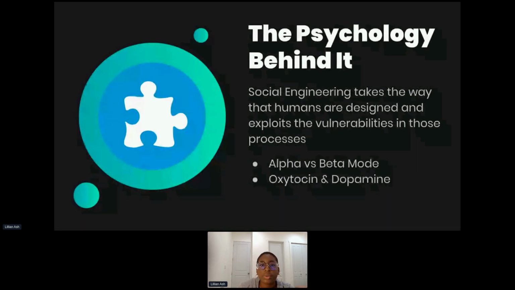Studies have shown that when the brain is in alpha mode, it undergoes 8 to 13 cycles per second. This is the equivalent of daydreaming. When your brain is in beta mode, it undergoes 14 to 100 cycles per second, a state where you're more alert. So which state do you believe benefits social engineers more? It's obviously going to be the alpha state, because that's when you're less alert.